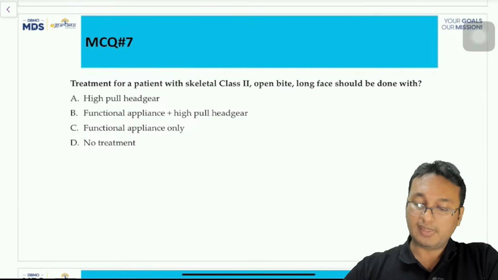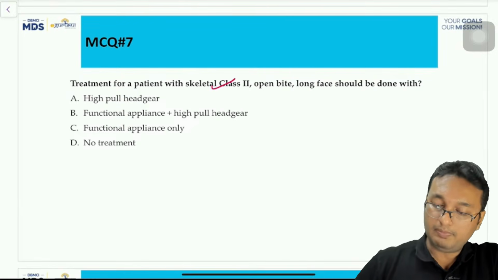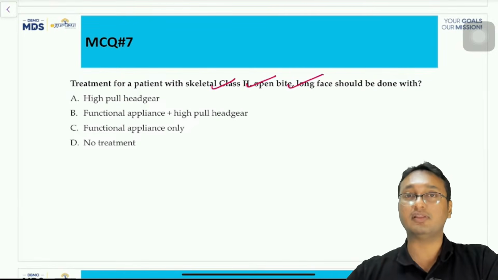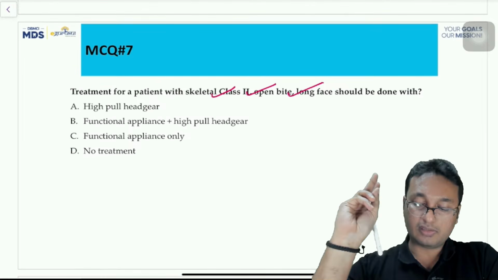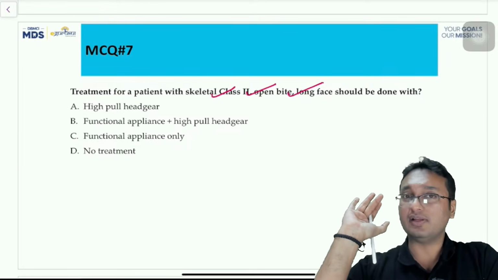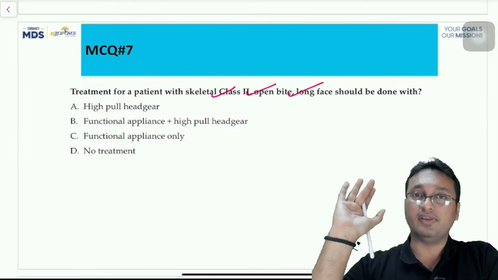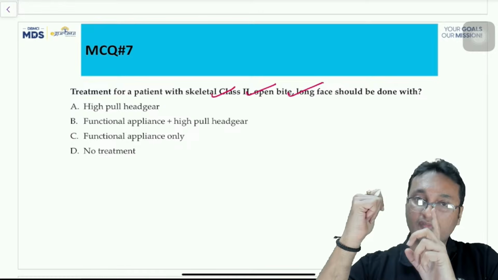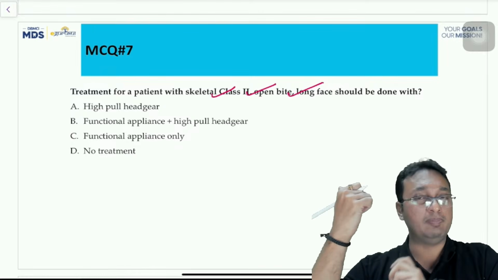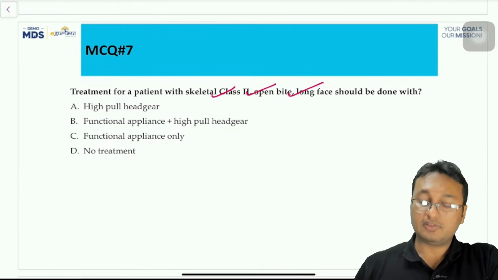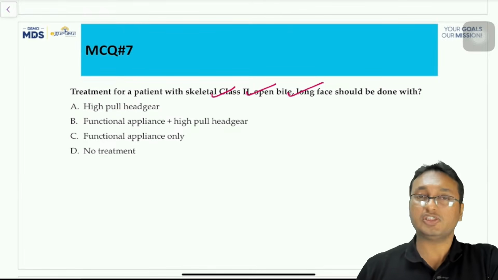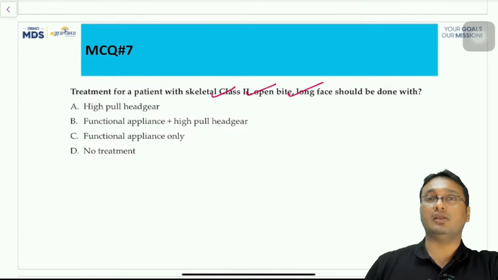Treatment for a patient with skeletal class 2, open bite and long face should be done with. So we are presented with 3 conditions: class 2 malocclusion, open bite, we don't know whether it is skeletal or dental, and long face. Most probably the open bite could be skeletal. The options are high pull headgear, functional appliance plus high pull headgear, functional appliance only, and no treatment.